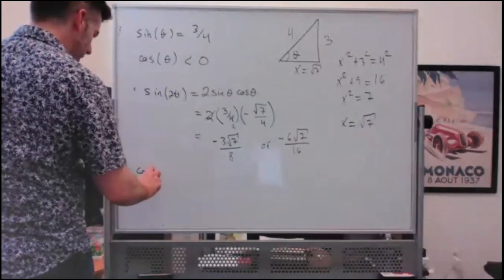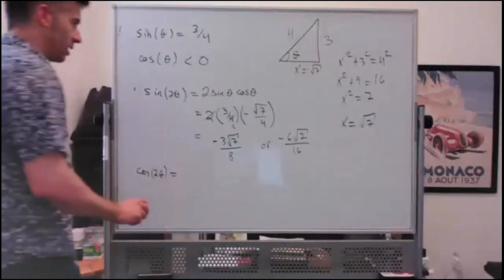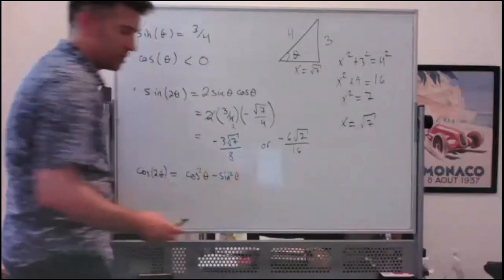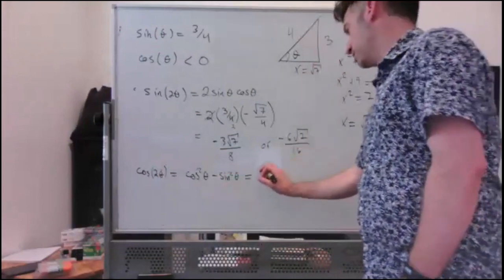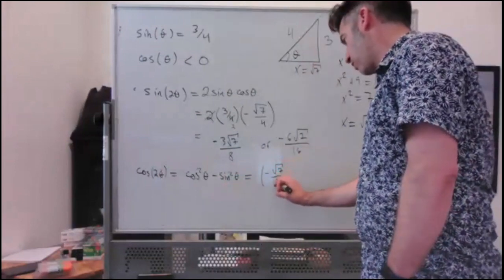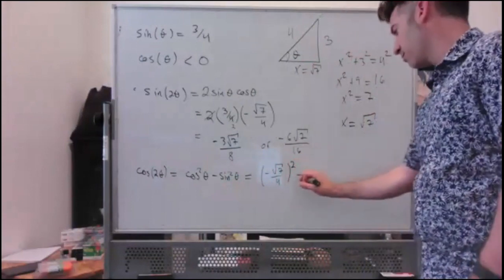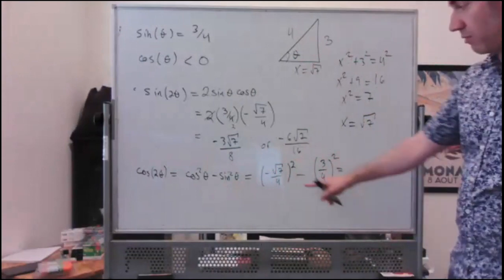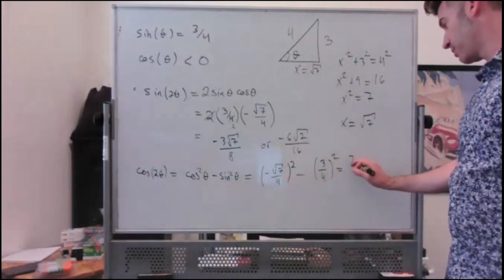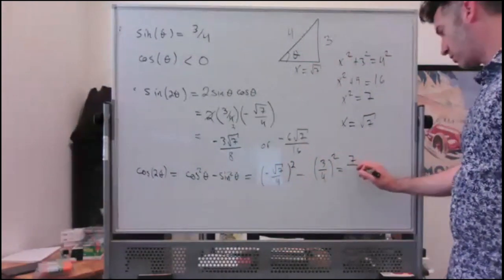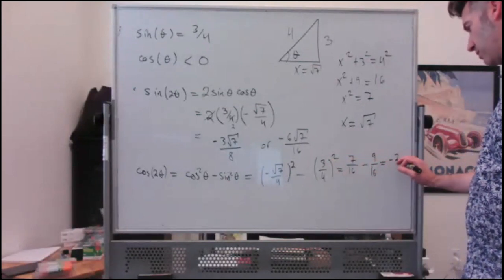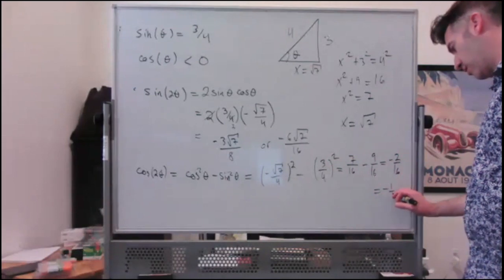For cosine of 2 theta, we end up getting cosine squared theta minus sine squared theta. That's the version of the formula I prefer to use. And then we're going to get cosine, which is negative root 7 over 4, quantity squared, minus sine, which is 3/4, squared. That's going to be positive 7/16, right? Negative root 7 squared is 7, 4 squared is 16. And this is going to be 9/16. We subtract, we get negative 2/16, which is negative 1/8.